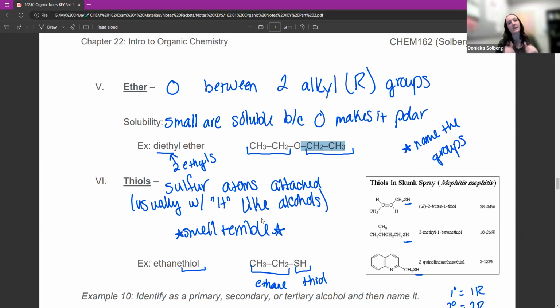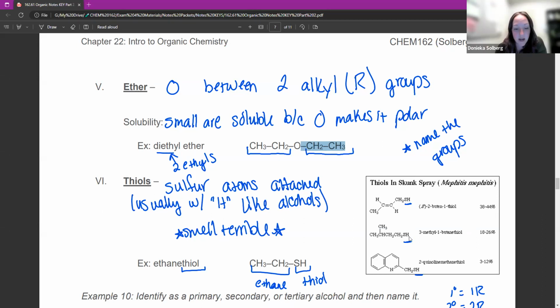Now, if you look on the periodic table, oxygen and then sulfur is right under it, so sulfur acts very similarly. So a thiol instead of an alcohol is when you have a sulfur atom attached, usually with a hydrogen like the alcohol, so it's like an SH. Sulfur molecules smell terrible. Anytime you've got a sulfur on there, that's a thiol.